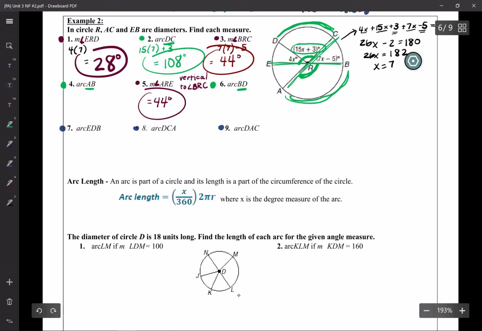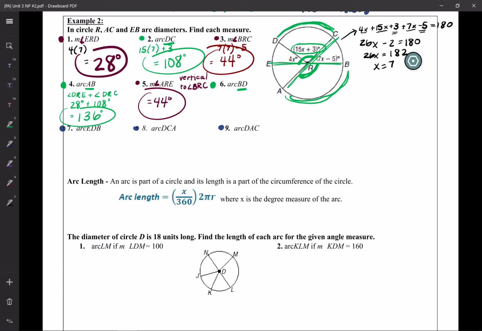So that's angle DRE plus angle DRC. We said DRE, that was up here, number 1, that's 28 degrees, plus DRC was over here, was 108. So that will give you the answer of 136.